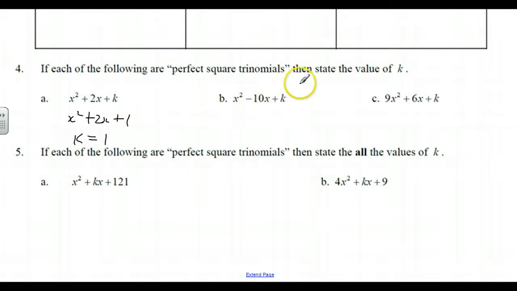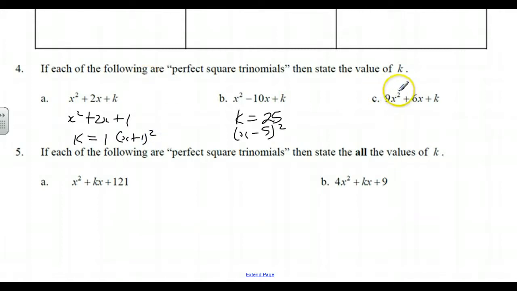Okay, square root of this is 1. Square root of this has to be half of that, so it'll be 5. So k equals 25, right? And we get x minus 5 squared. This will be x plus 1 squared.